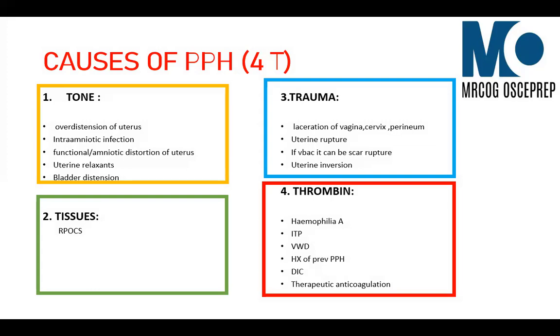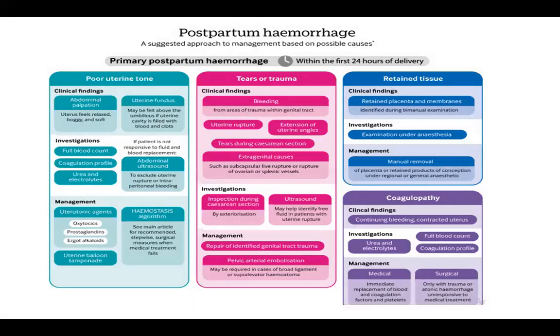Now coming to the other cause, thrombin. So thrombin, like any coagulopathy, it can be hemophilia A, ITP, or von Willebrand disease, or a previous postpartum hemorrhage can lead to the recurrence of postpartum hemorrhage as well, DIC, or therapeutic anticoagulation. So we need to dig out the history in detail from the patient to see what the cause can be in this. Okay.